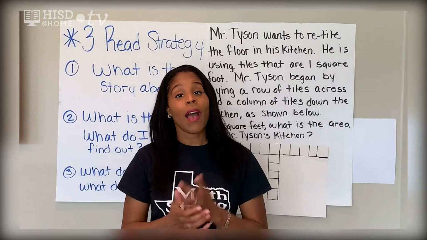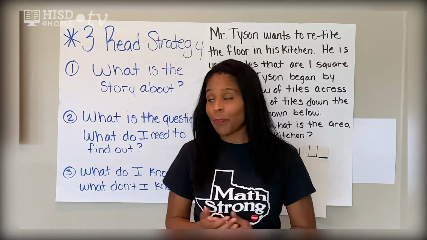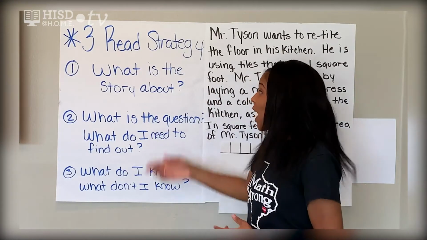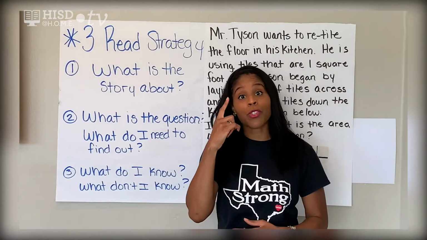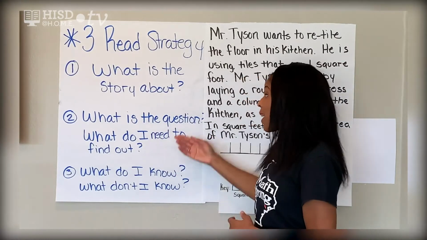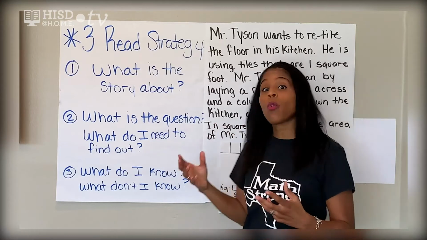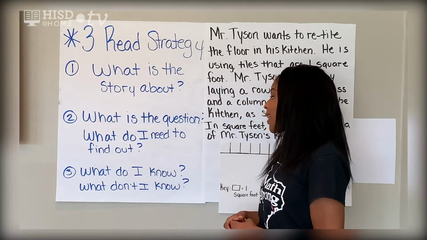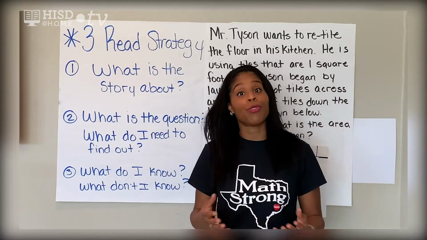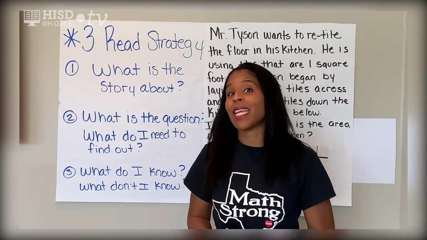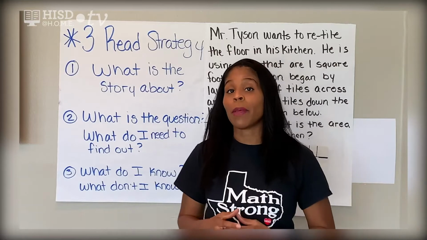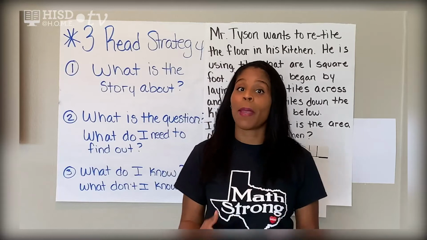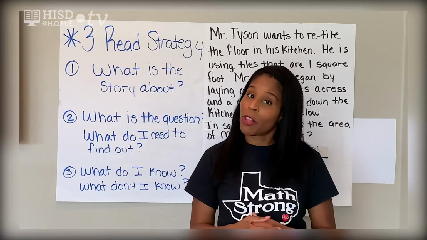Before we begin though, I want us to review our 3-read strategy. Remember, we're going to use the 3-read strategy to problem solve for today. As I read the first time, I want you to think about what the story is about. As I read the second time, I want you to think about what the question is asking us for. The third time that I read, I want you to think about what you know and what you don't know. I'm also going to be writing some things down as we go through the problem. If you would like to pause the video, you may, so that you can write down some notes on your paper or in your notebook or your dry erase board.